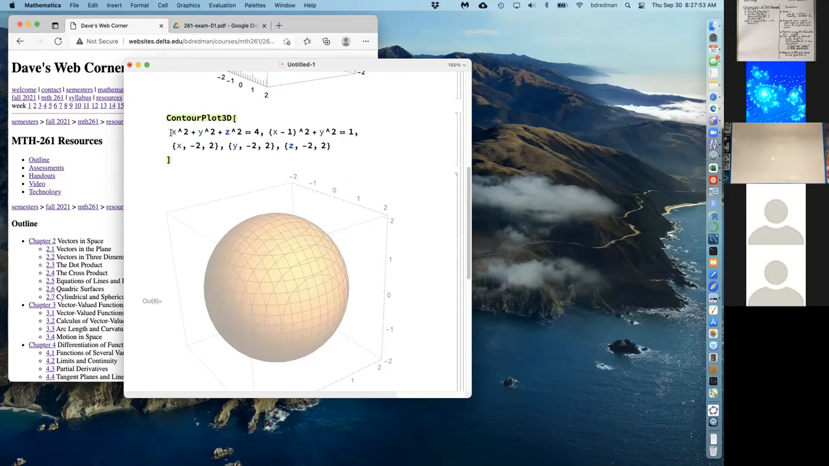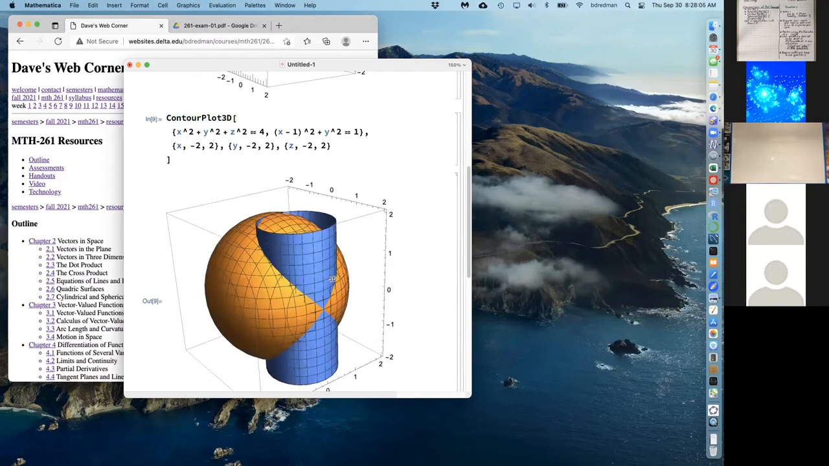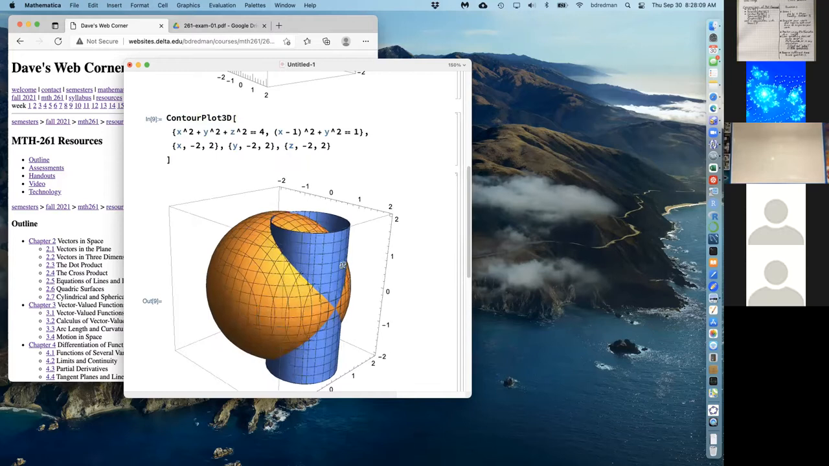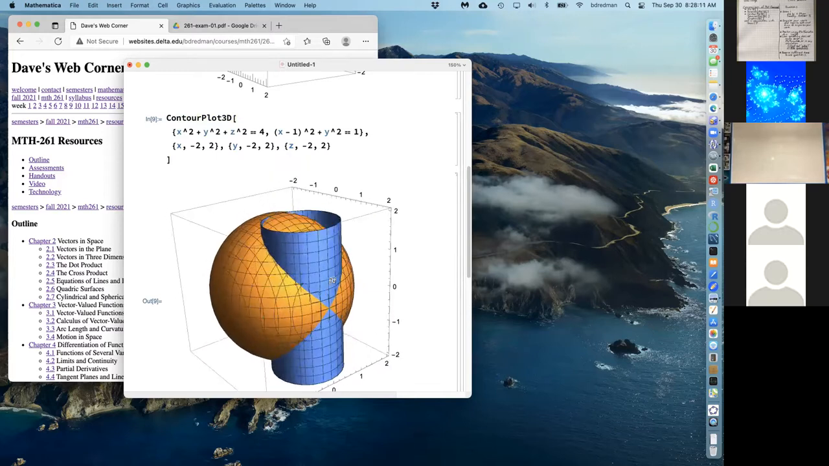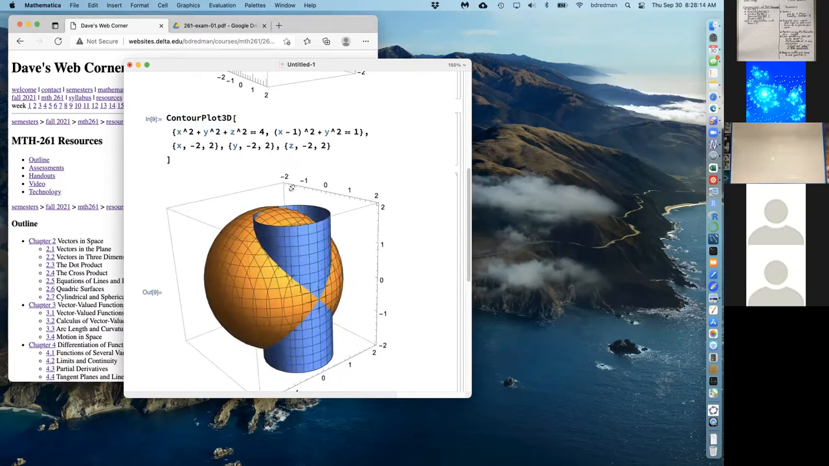And remember, I want Mathematica to plot two things. I need to tell Mathematica, here is a list of things to plot. Okay, now I've got my cylinder and my sphere at the same time. And then I can go about decorating them in various ways.